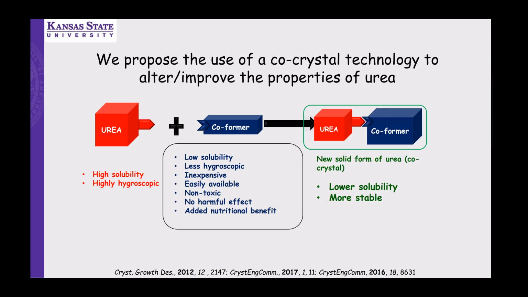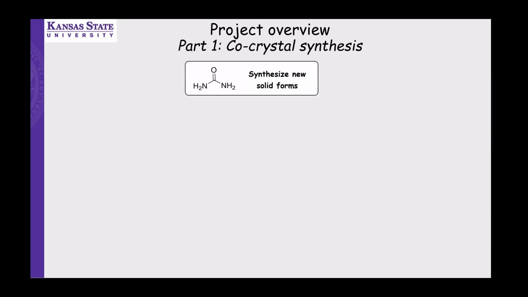It looks simple, it's just A plus B, but it turns out that it's not quite that simple. But we have been able to develop guidelines for how we can accomplish that. And the hope is that by combining these two components, we would end up with a new solid, the co-crystal of urea, which has lower solubility in water and which is also more stable with respect to humidity.